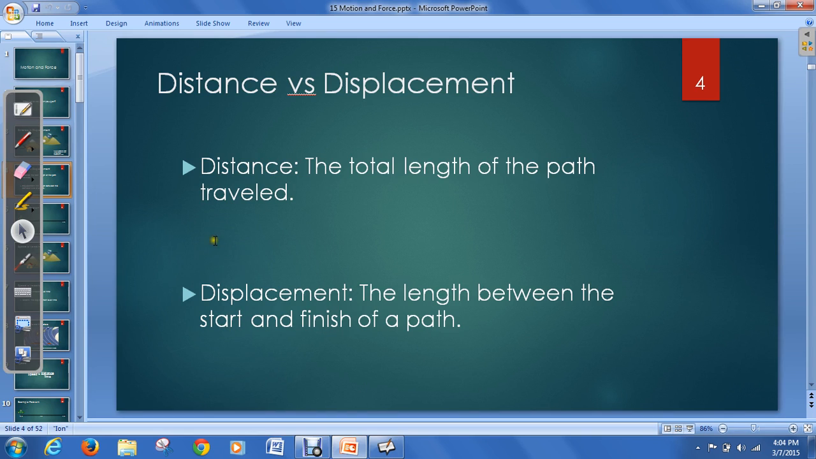Generally speaking, the distance is going to be longer than the displacement, because you have to take curves and go around different paths rather than just going in a straight line like in displacement. So you might be thinking, well, why do we need to know this? It turns out we need to be able to differentiate between the two when we talk about other terms later on. It's important to understand the difference between the distance and the displacement.